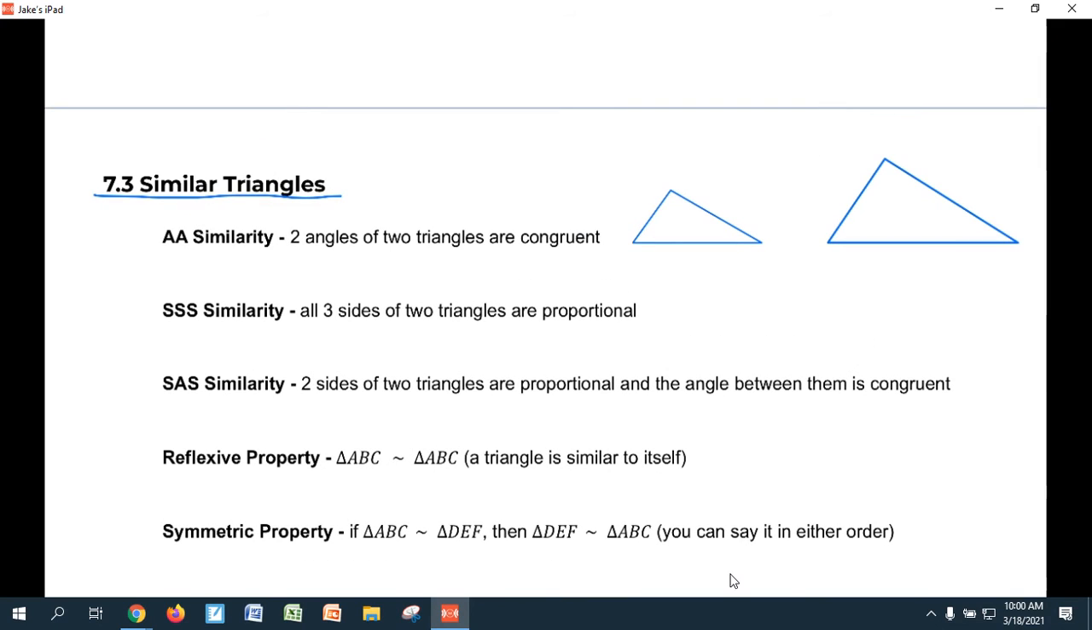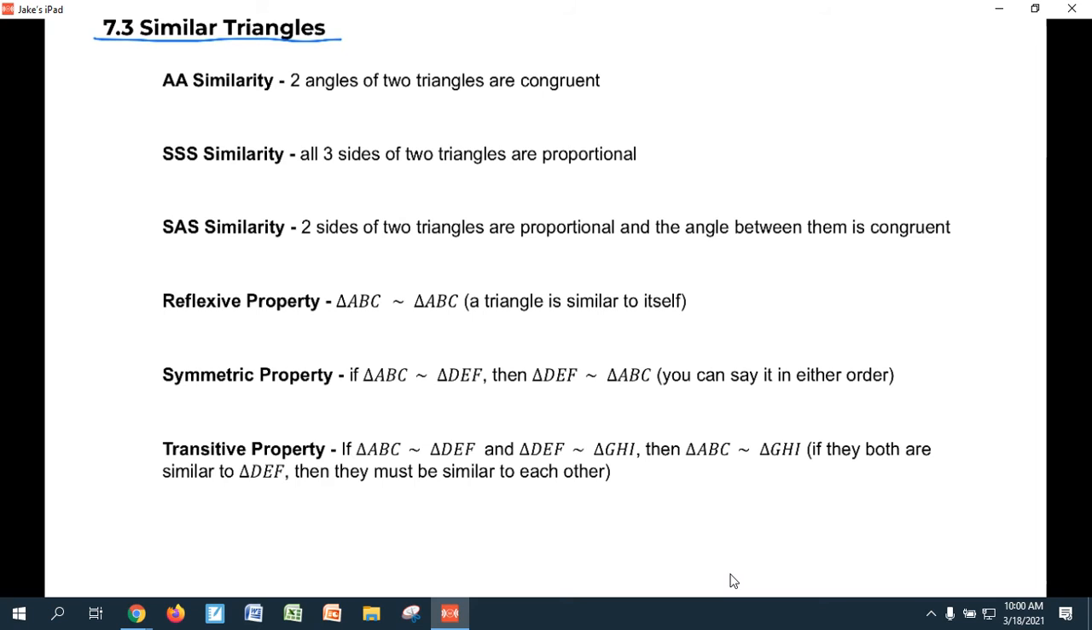Then the last one, side, angle, side: if I can prove that this side and this side are proportional to each other, this side and this side are proportional to each other, and also the angle between them is the same, that means that those two triangles would be similar. So those are the three ways we are talking about today of how we can prove two triangles are similar. Those three postulates. Also, these three properties, reflexive, symmetric, and transitive, all apply to similar triangles as well.